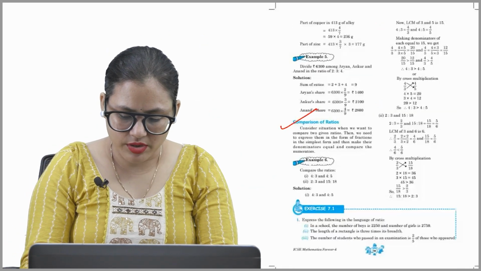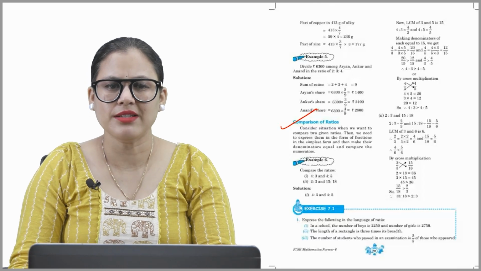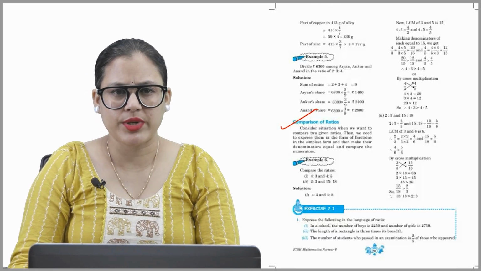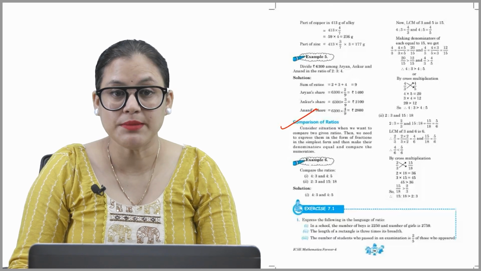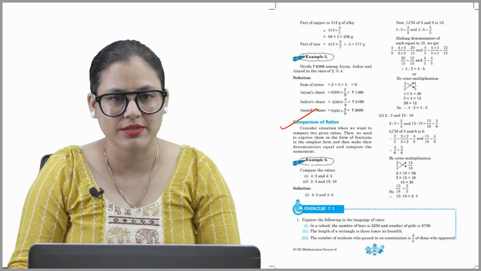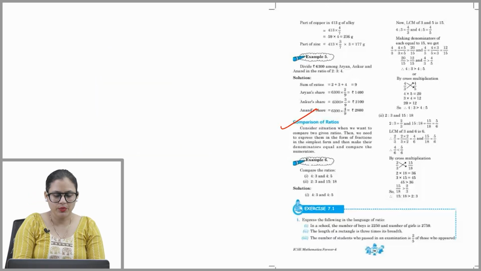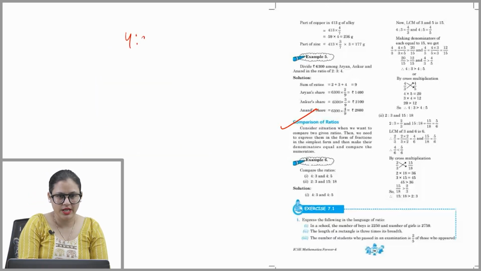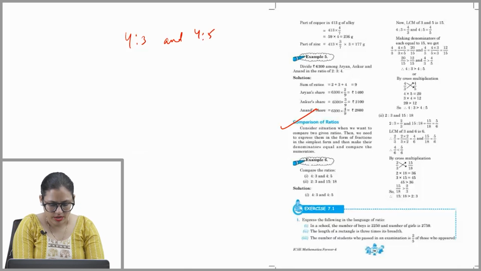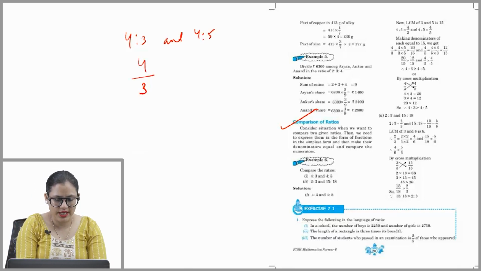Next, comparison of ratios. Consider a situation when we want to compare two given ratios. Then we need to express them in the form of fractions in the simplest form and then make their denominators equal and compare the numerators. Example, we have to compare the ratio 4 is to 3 and 4 is to 5. So, what will we do? First, we will write them as 4 by 3 and 4 by 5.